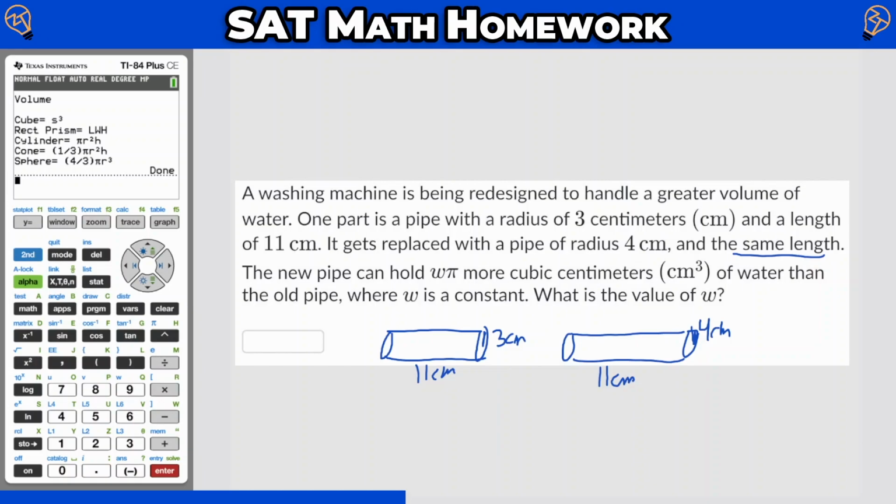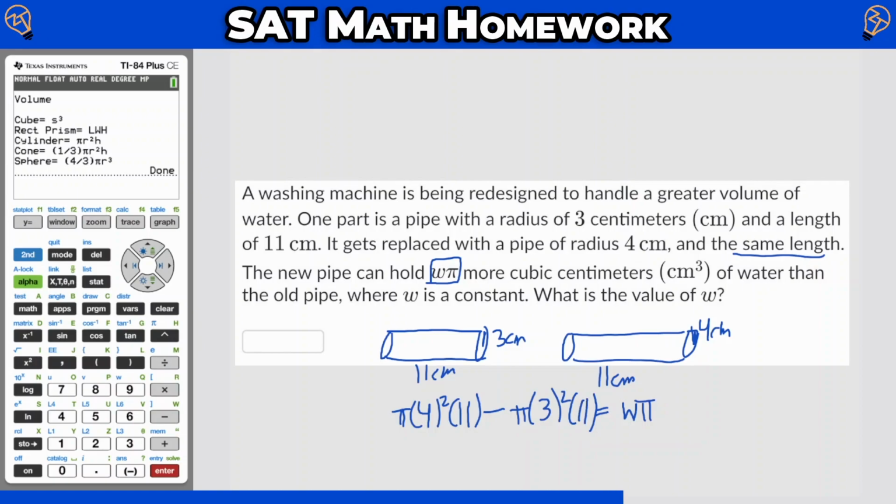So it says the new pipe can hold this much more in cubic centimeters for the volume than the old pipe. So we know that if we're talking about a comparison of how much more something can contain, that's a difference concept. And they're saying the difference is W pi. And let's start out with the pi r squared h scenario of the larger one, so that we do bigger minus smaller. And then we'll do minus the smaller scenario. So in the larger scenario, we have a radius of 4, a length of 11. In the smaller scenario, you have a radius of 3, but still a length of 11.